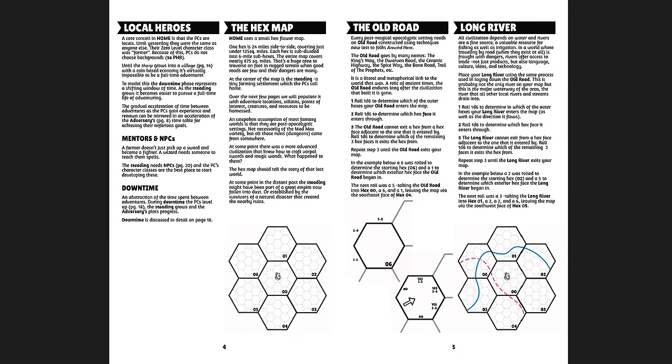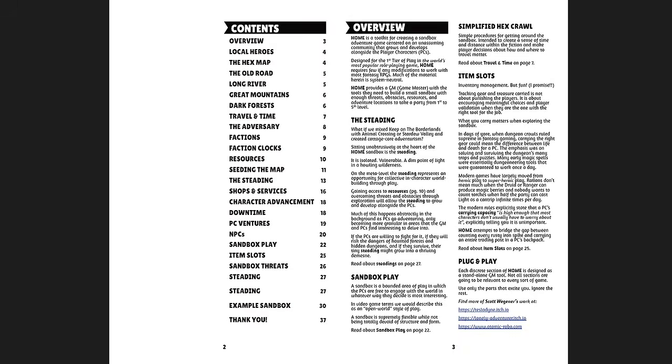Total tangent. What you get in this book is an overview of hex crawling, how to create a hex crawl. Actually, I'll jump back to the table of contents here, and you see what you get. What it means to have local heroes, how the hex map is built and designed, why you want an old road, why you want the long river, where to add in the great mountains and the dark forests, and how to populate those on your map, how travel and time works, who the adversary is, and that's different than the factions. The factions, and then faction clocks, you get resources, how to seed the map, the steading itself, shops and services, character advancement, etc., etc. It's a really cool book, and it makes you think about all of these things.